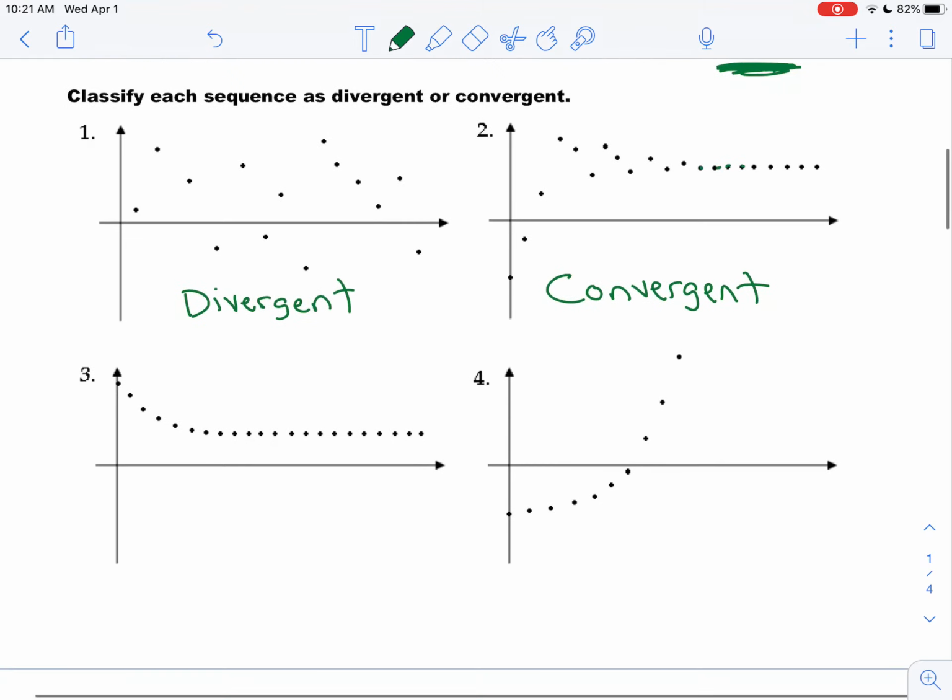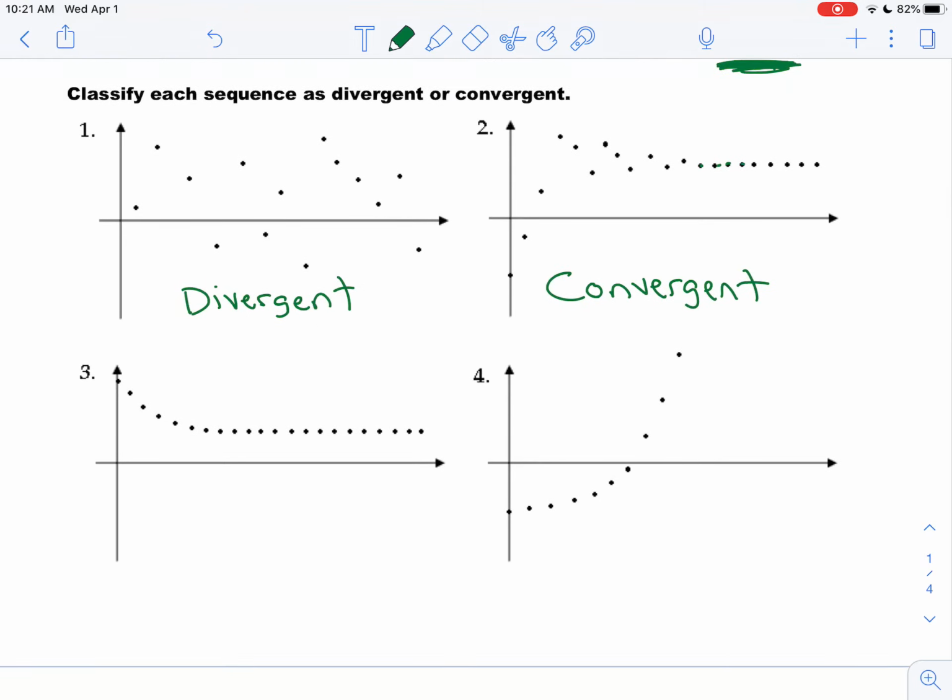And number 3 looks like your exponential decay from chapter 3, and so that is going to converge. Number 4 looks like your exponential growth from chapter 3, and you can see it's going to go up and up forever, closer to infinity, and so that would be divergent.